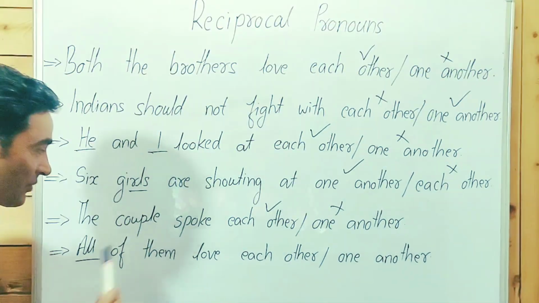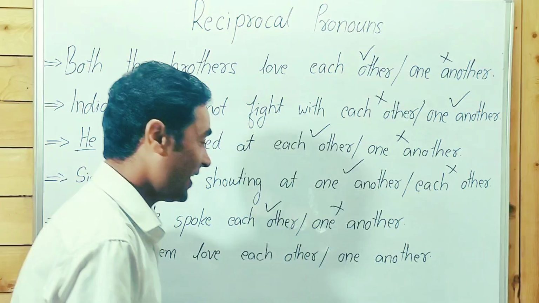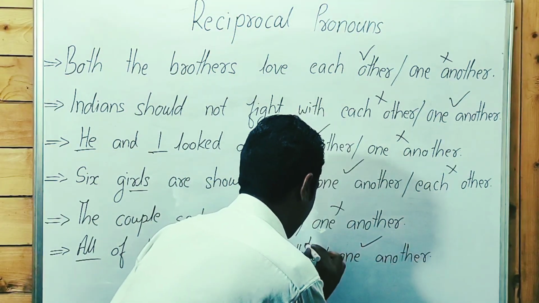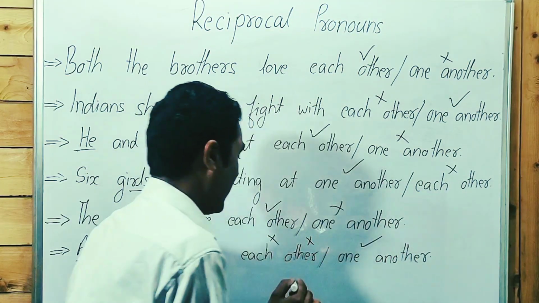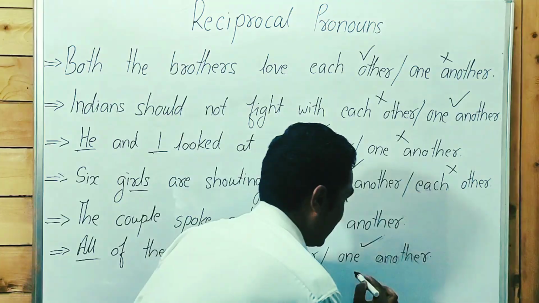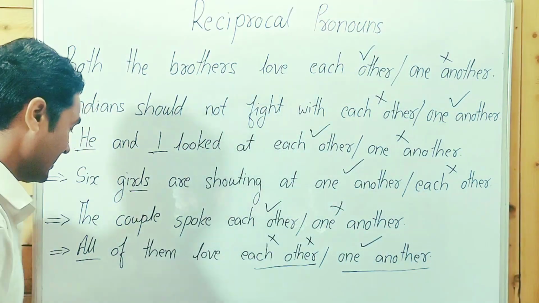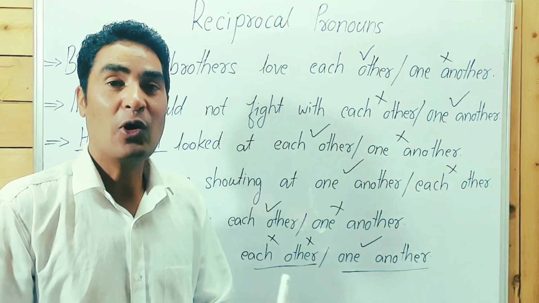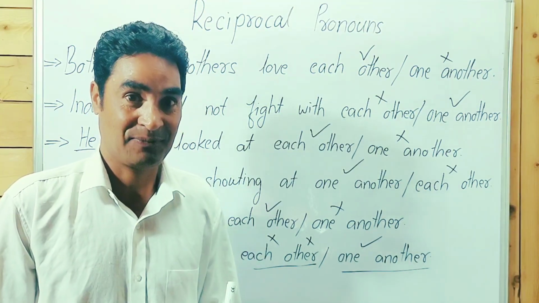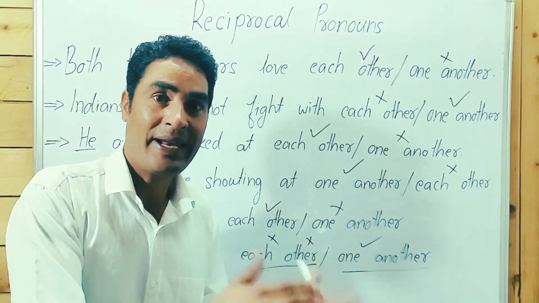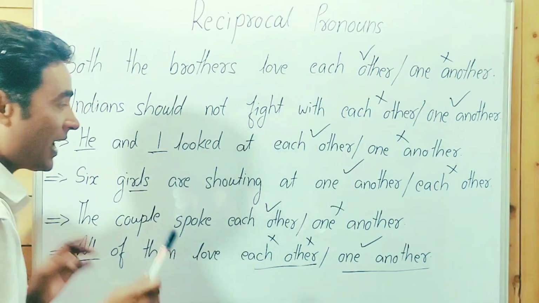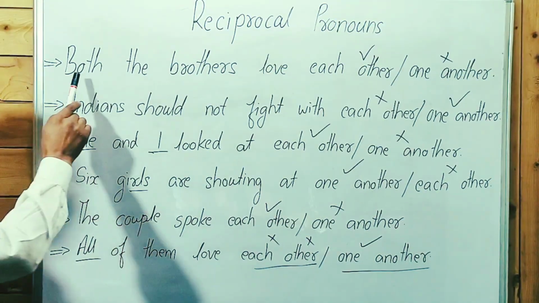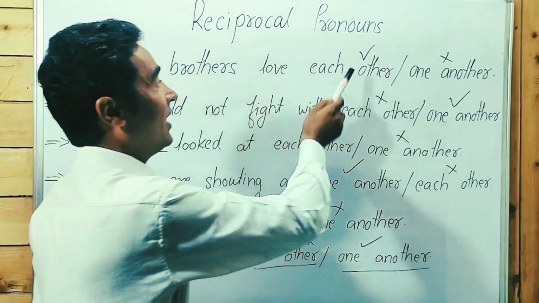All of them love each other or one another. Okay, we have to say one another, not each other. One another will be the correct answer because we talk about all. All stands for more than 3 people or things, many out of many. I hope you understood.